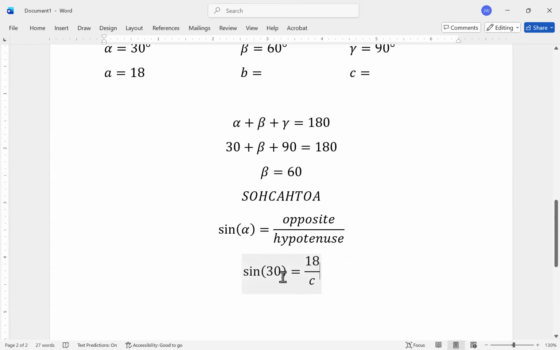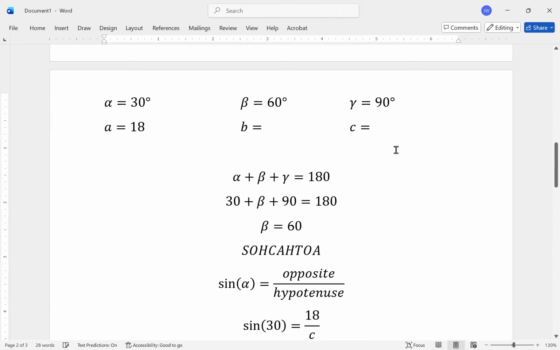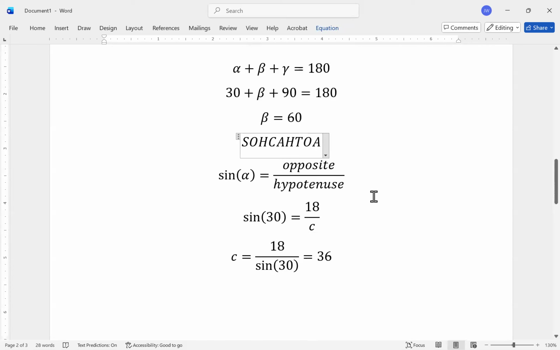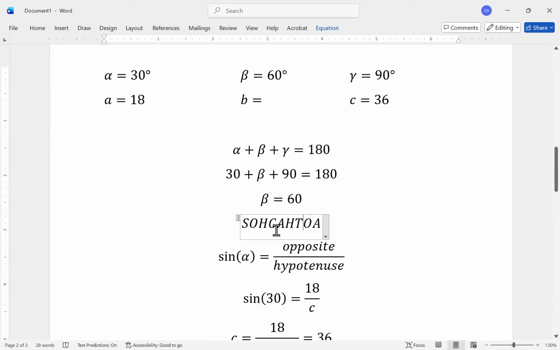Since I know that A is 18, I could have found C utilizing this. Multiply both sides by C and then divide by sine of 30. That would give you C is equal to 18 divided by the sine of 30, which in fact is 36. So I could have found the fact that C is 36 using SOHCAHTOA if I wanted to. And I could also have found the value for B using SOHCAHTOA.